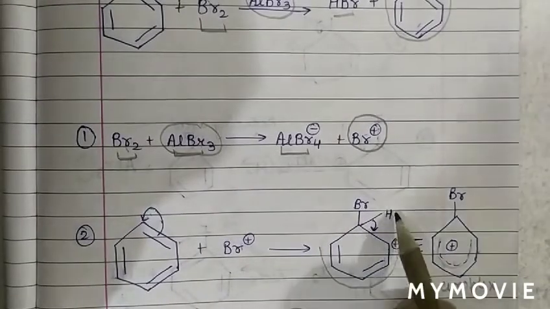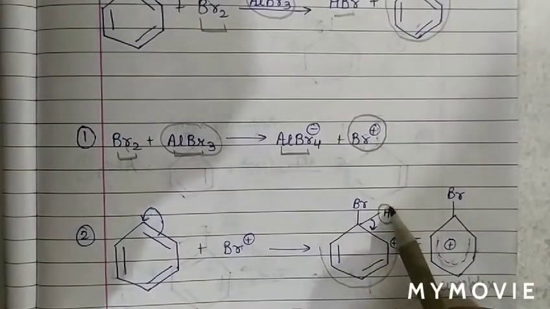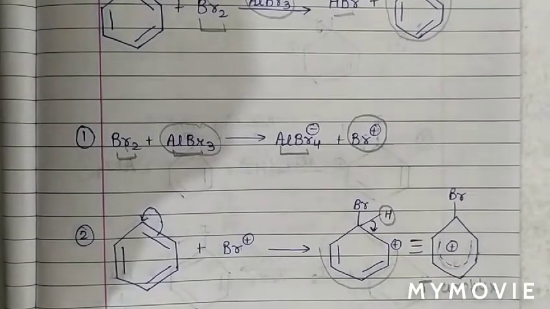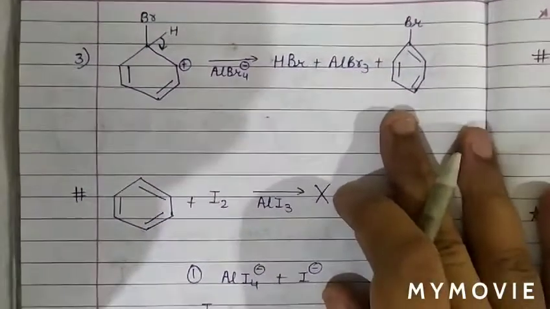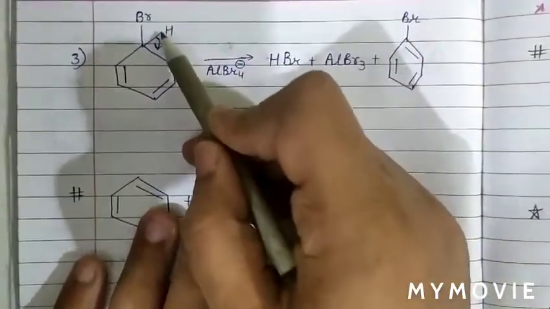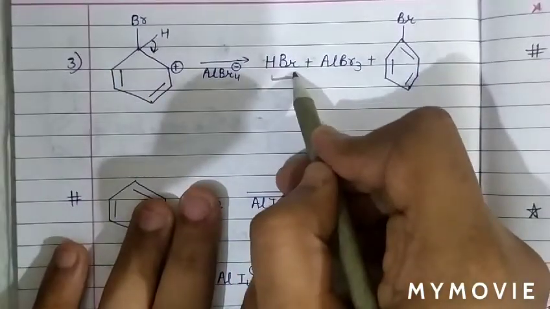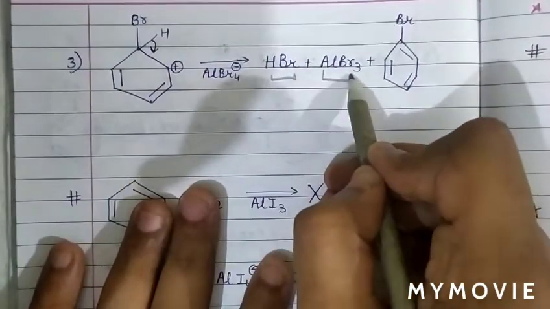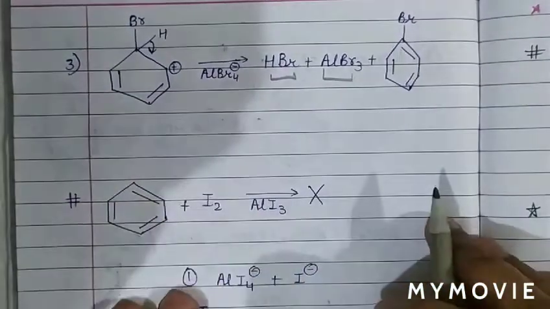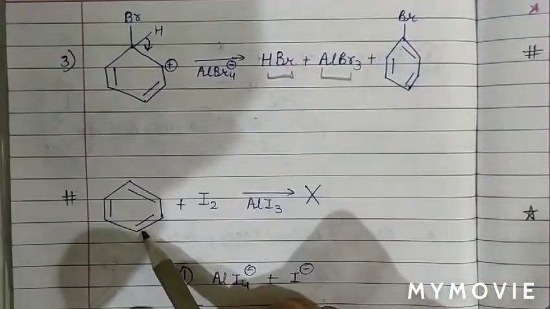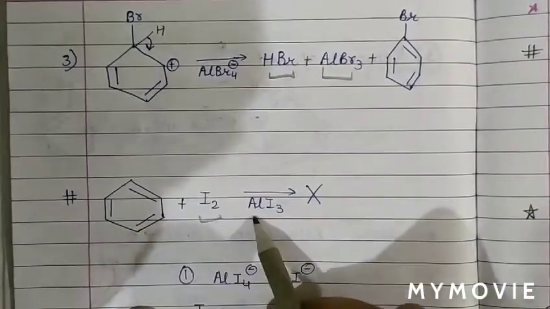In the final step there is removal of the old electrophile. H will be removed and this electron pair will shift in between these two, so there is formation of bromobenzene. You can see that in the final step, this hydrogen is removed, so this H plus will combine with Br minus and form HBr, with regeneration of AlBr3, and it forms bromobenzene.